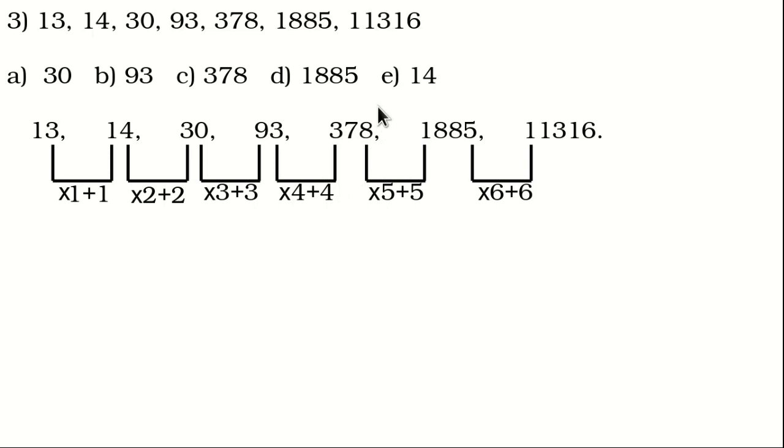Does this logic work? So here, your answer should be 378. So let us assume that it's 378. So what should be the original value? 376. 93 into 4 is 372 plus 4 is 376. Now if you calculate this, 376 into 5 plus 5 gives you 1885. So your answer will be option C.